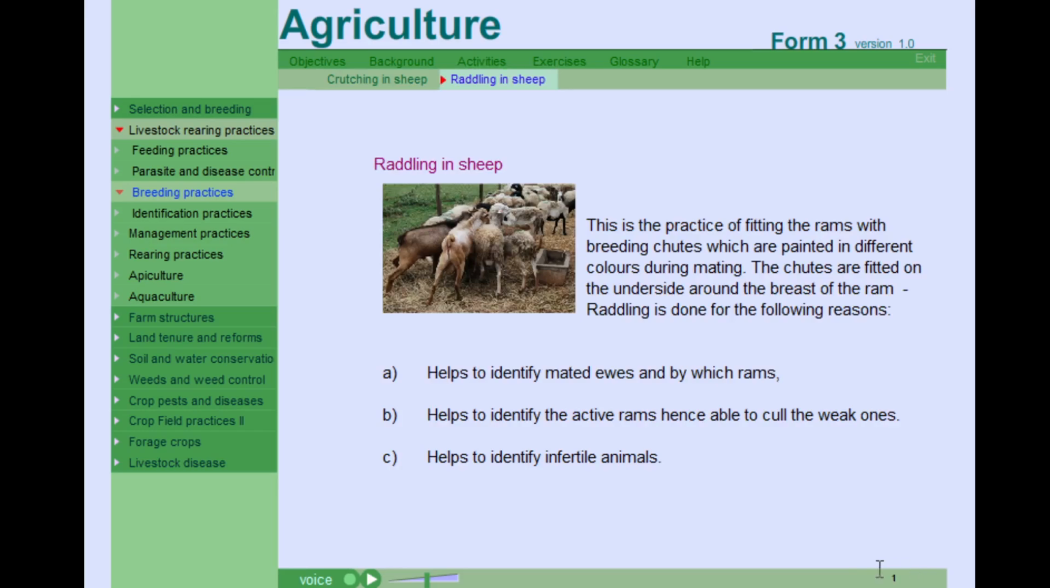Rattling in sheep. This is the practice of fitting the rams with breeding harnesses, which have crayons painted in different colors, during mating. The harnesses are fitted on the underside around the breast of the ram. Rattling is done for the following reasons: it helps to identify mated ewes and by which rams, helps to identify the active rams, hence able to cull the weak ones, and helps to identify infertile animals.